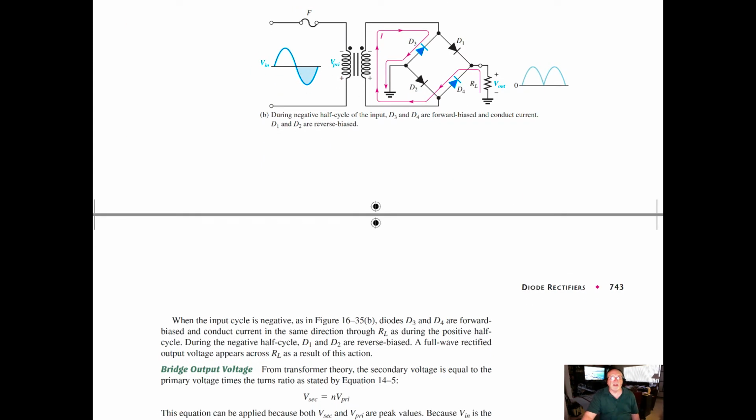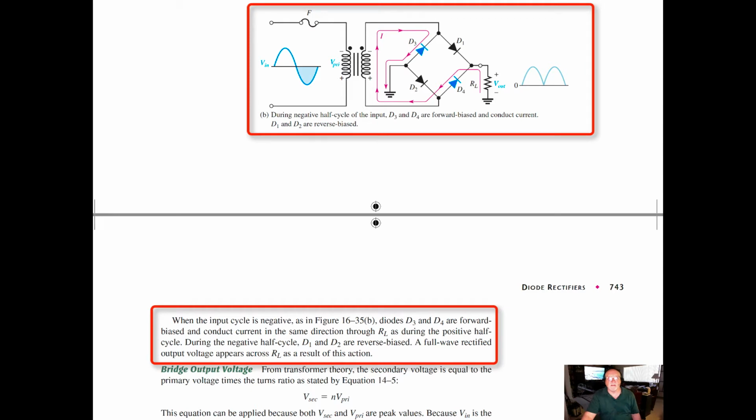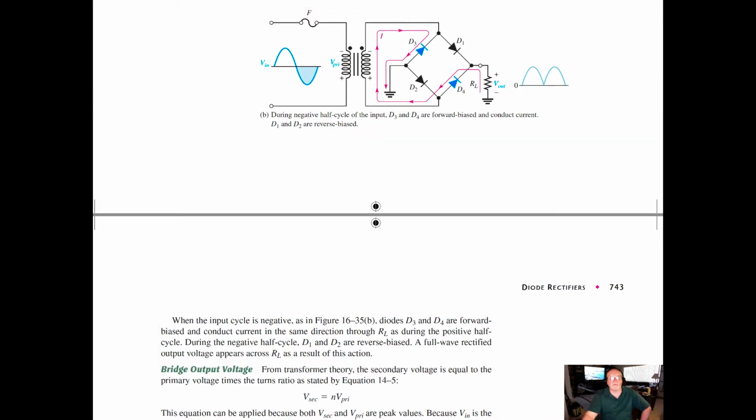When the input cycle is negative, as in sketch B, diodes 3 and 4 are forward biased and conduct current in the same direction through the load resistor as during the positive half cycle. During the negative half cycle, diodes 1 and 2 are reverse biased. A full wave rectified output voltage then appears across the load resistor as a result of this action.